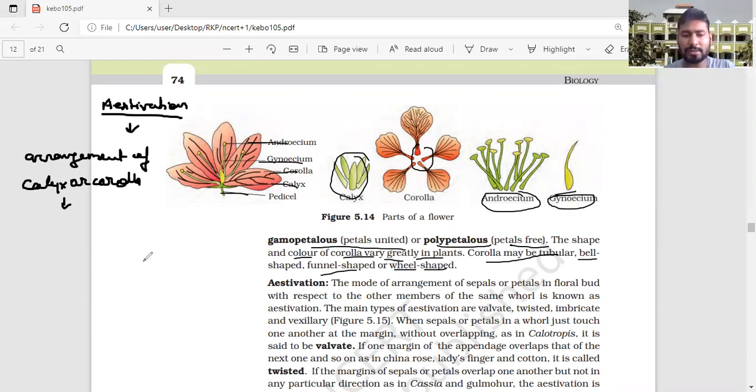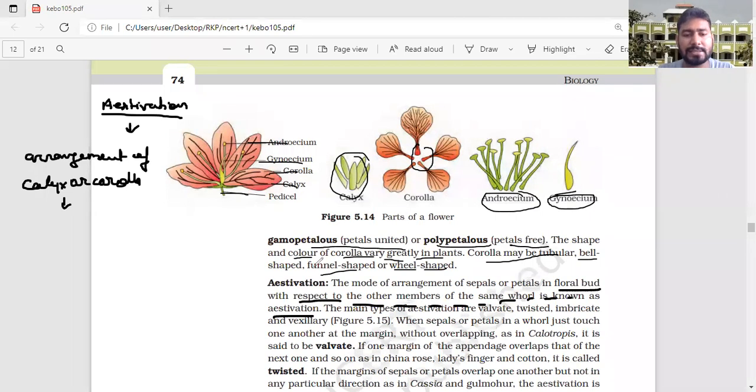So the arrangement of sepals in the floral bud with respect to the other members of the same whorl is known as estivation. Other members means androecium and gynoecium. If we are talking about the calyx, the remaining will be the corolla, androecium, and gynoecium. If we are talking about the corolla, the remaining will be the calyx, androecium, and gynoecium. So they have given "with respect to other members of the same whorl." This is called the estivation.